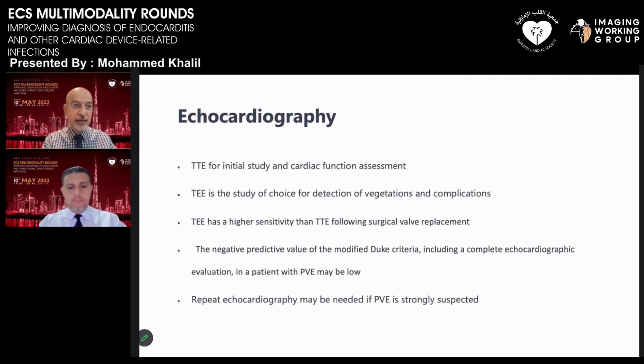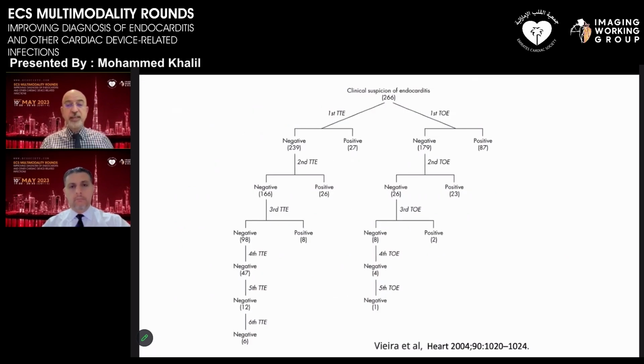Echocardiography, of course, is the tool to initially start with. Transthoracic echocardiogram is the initial study we usually do for several reasons: evaluate the function, the leaky valves, but we cannot stop there. TEE is the study of choice for detection of vegetation and complication for these patients with prosthetic valve endocarditis. It has higher sensitivity, as I showed you earlier. And we have to remember that the negative predictive value of modified Duke criteria, including complete echocardiography, is still low. I think it's approximately 65% in one of the case series. We have to repeat echocardiography, TEE, if suspicion is still there. In one series, they found that we can increase the diagnostic capability from suspicion of endocarditis to definitive endocarditis by 40% when we repeat a second TEE, if the suspicion is still there.